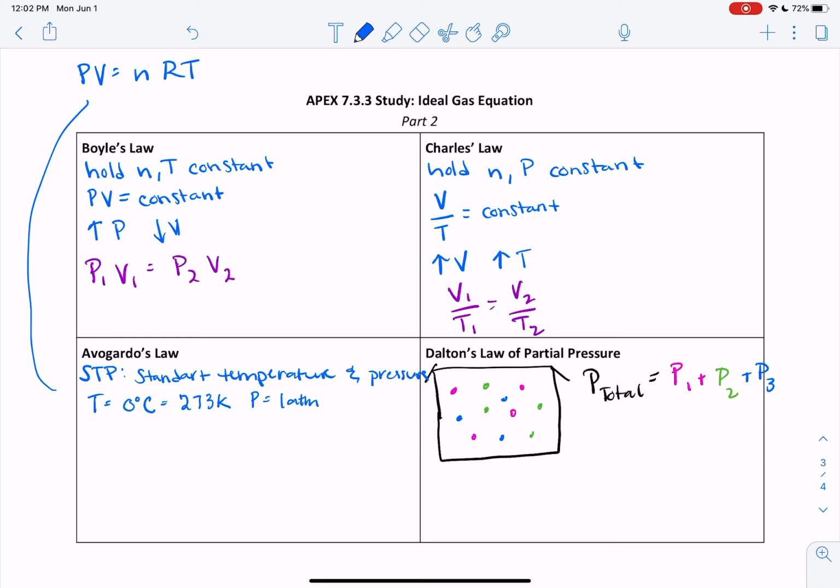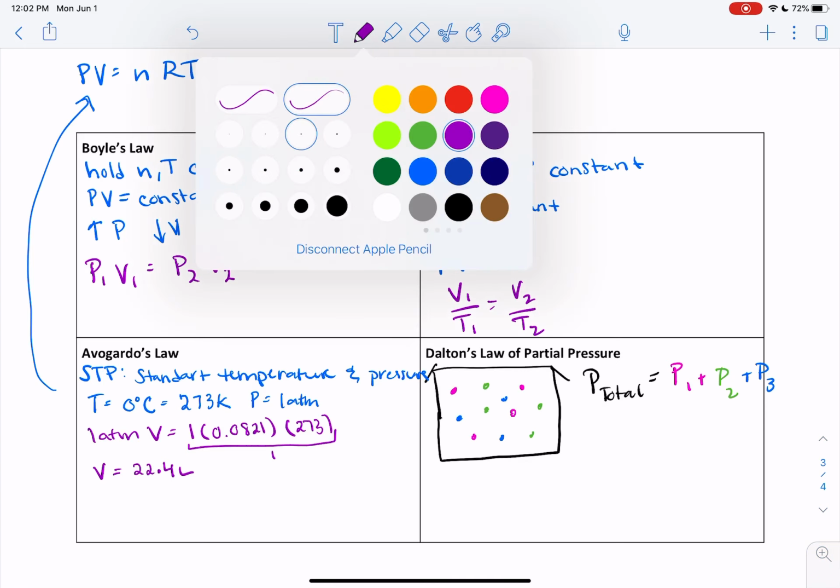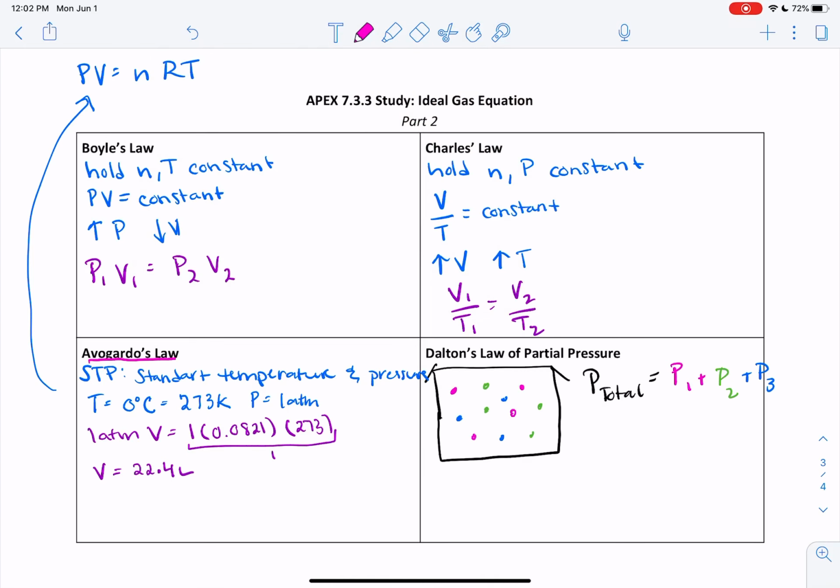Okay? So this is called STP. Now, we can plug that STP back into our ideal gas equation. So we would get P, which is 1 atmosphere, times V, we don't know what that is. Let's say we have 1 mole of our gas. So I'm going to say N equals 1. R is always that 0.0821 times T is that 273. If you got V by itself, if you multiplied everything on the right and then you divided it by 1 to get volume by itself, you would get volume equals 22.4 liters. So this is what Avogadro's law says.